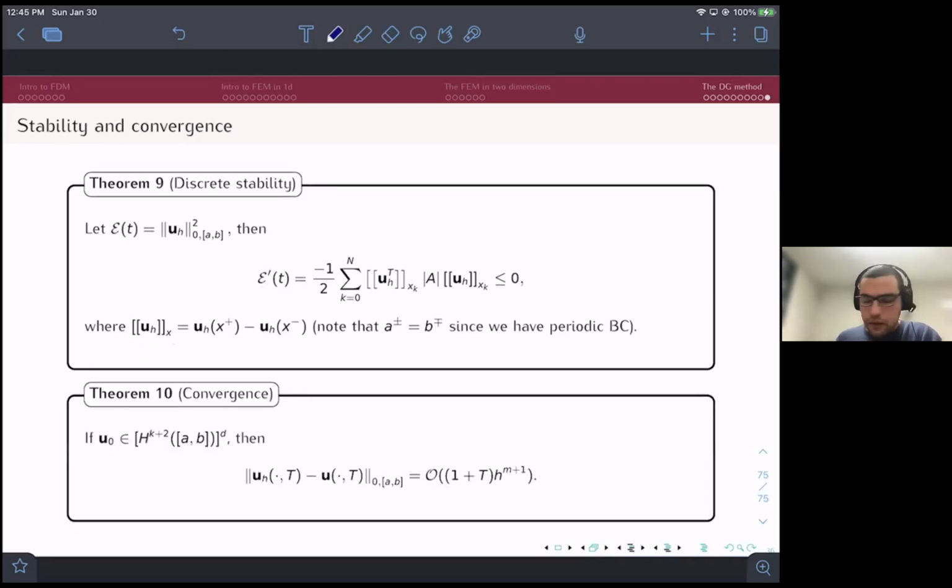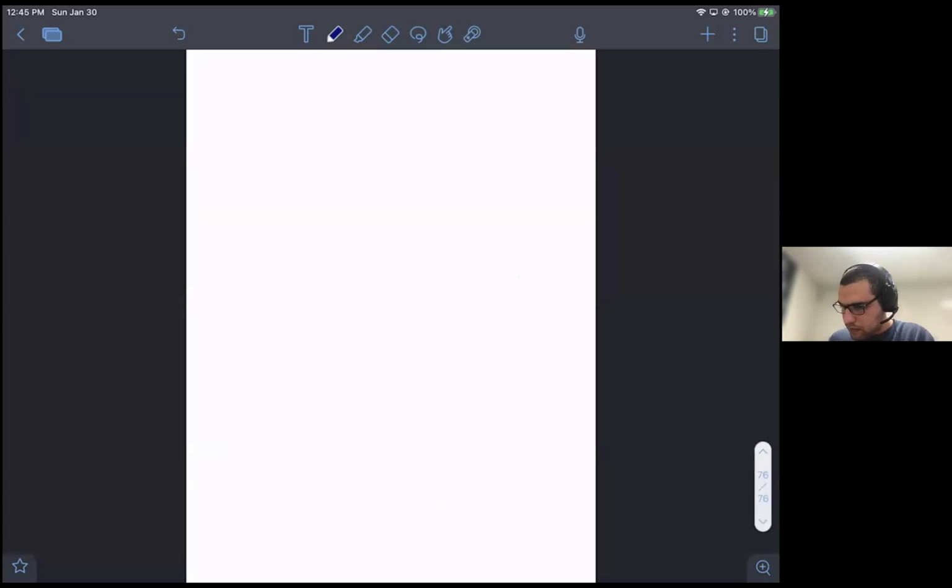And for convergence, if I assume that u is smooth enough, and unfortunately you can see here that we are assuming u is in H^(k+2), not H^(k+1) like for the Laplace equation, we will have an optimal convergence rate in space, which is h^(m+1). And that's it. Questions?